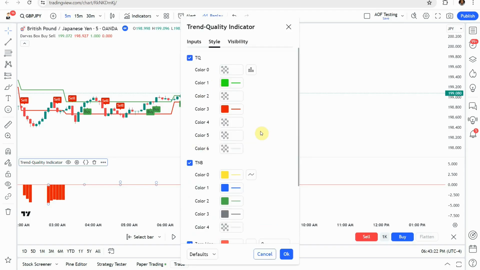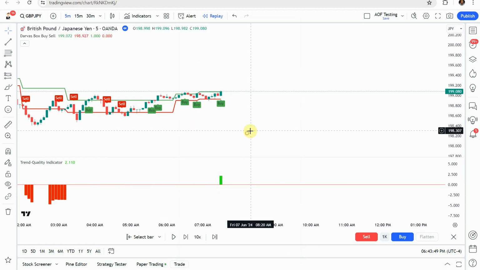Then jump into the styles of the settings, and then we will turn down the opacity of color 0, color 2, 3, 4, and color 5 and 6. And color 1, you're going to make green, and color 3, you're going to make red. Click OK, and everything else stays on the default.